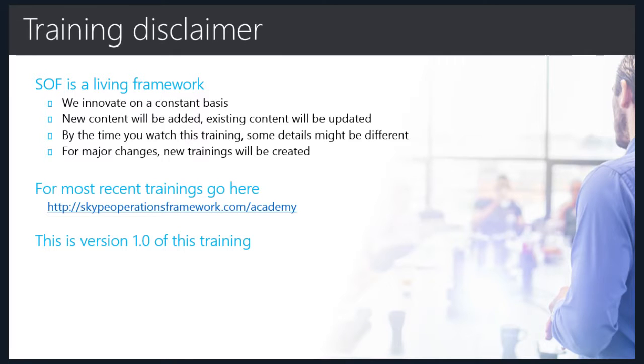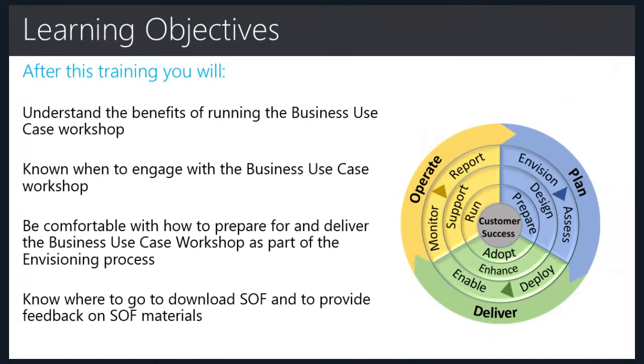So with the intros done, let's spend a little bit of time thinking about the learning objectives, what it is that we basically hope to achieve as part of this training. So we want to start by discussing the benefits of running the business use case workshop. So what do you get from it? What does the project get from it? What do the end users get from it? Let's be really clear about why it is that we're spending time to understand this use case workshop and actually deliver it within our projects.